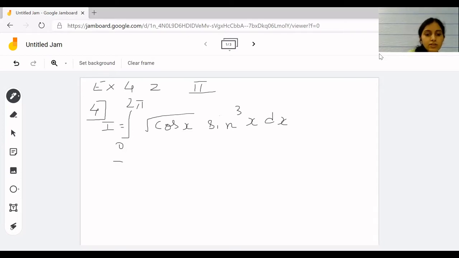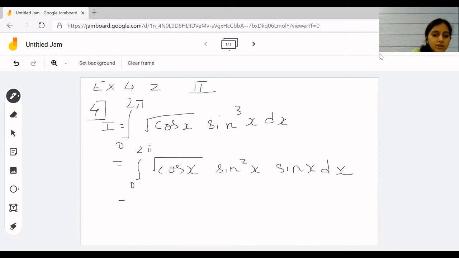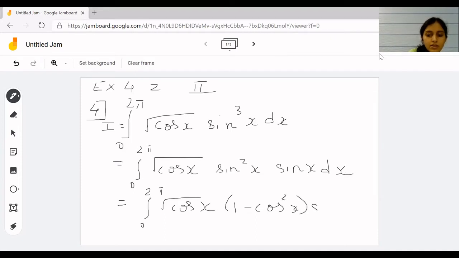Let's see. So I'm going to write sine cube x as 0 to 2 pi under root of cos x, sine square x, sin x dx. The sine square x can be written as 0 to 2 pi under root of cos x, 1 minus cos square x and sin x dx. Okay, so now we can do the substitution of putting cos x as t. So we'll say let cos x equal to t.